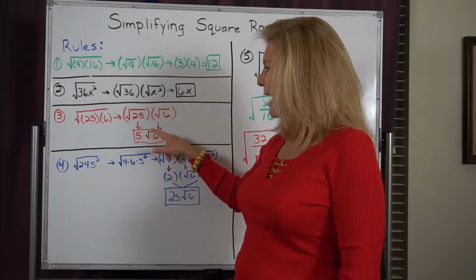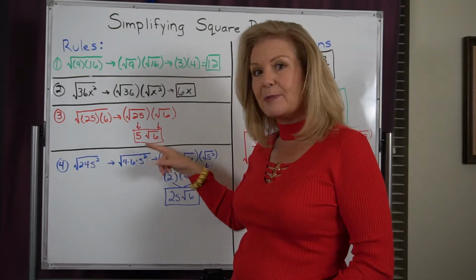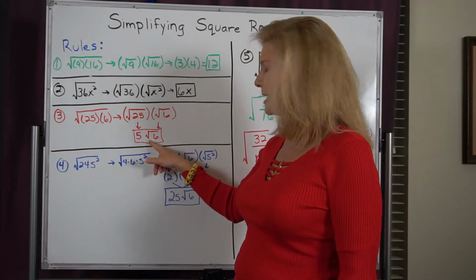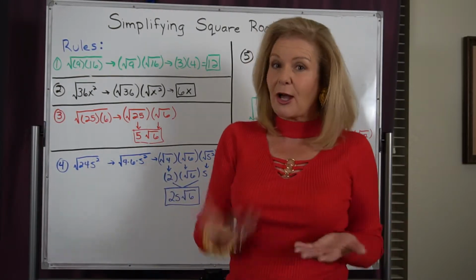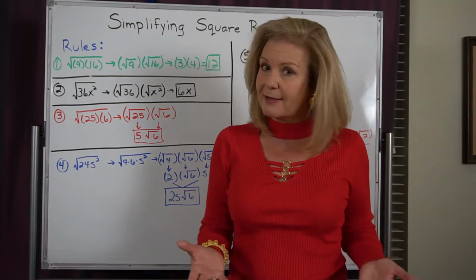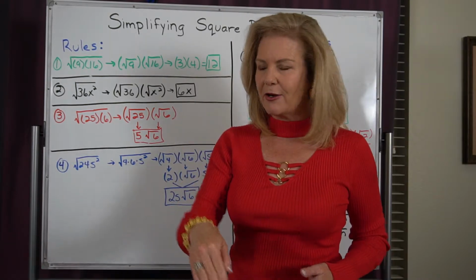So here, I put 5 on the outside. It still means times because there's no operation there. But I keep my 6 under its radical sign. So sometimes you're going to have a combination of the two. You don't always have to get rid of that radical sign. All right, let's go a little bit harder.